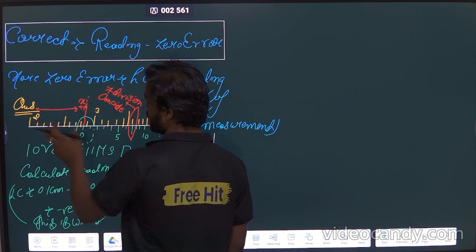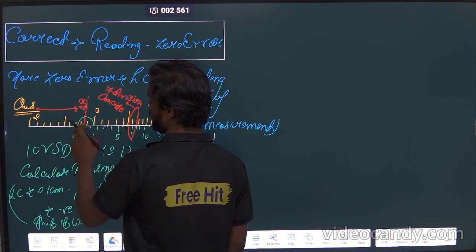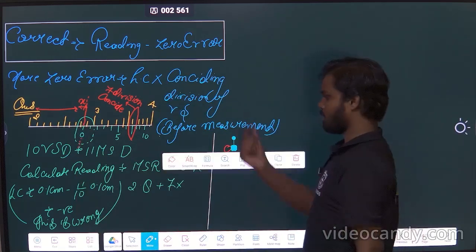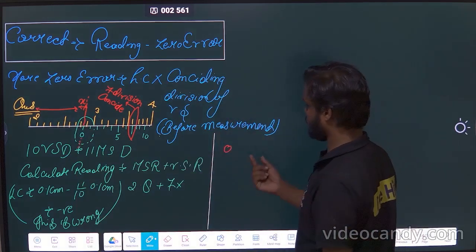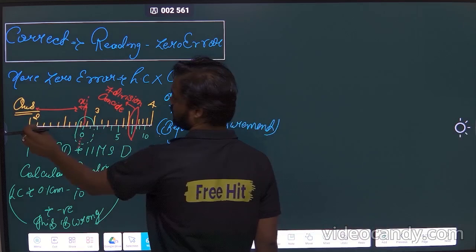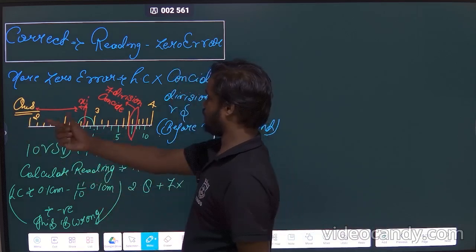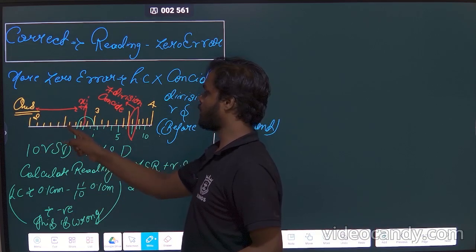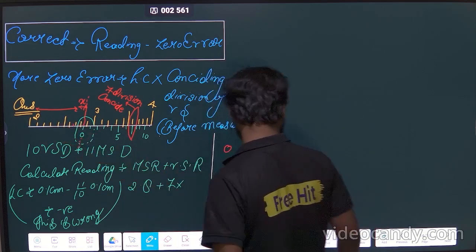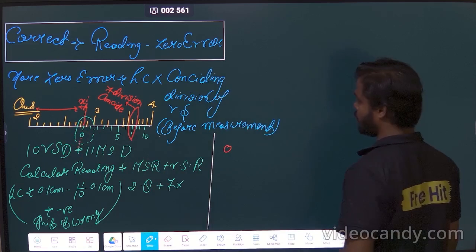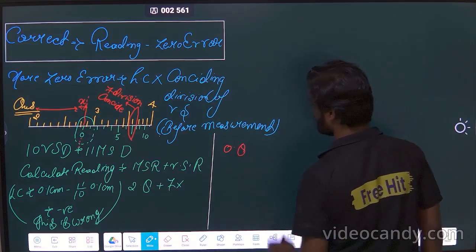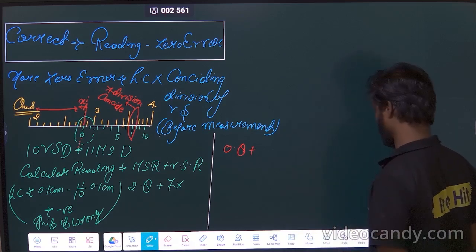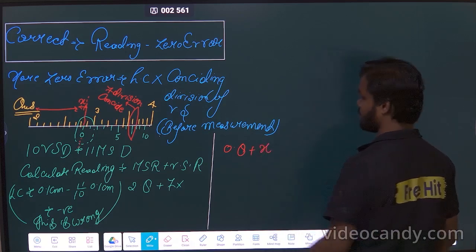This here will be 5, 6, 7, 8. So I can write this value as 0.8, because the least count is how much? This value is 0.1, which is 1 centimeter divided by 10. So 0.1, 0.2, 0.3, 0.4, 0.5, 0.6, 0.7, 0.8. Correct? So 0.8. Clear? Plus x. So 0.8 plus x will be my answer.